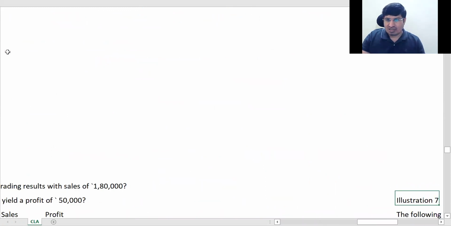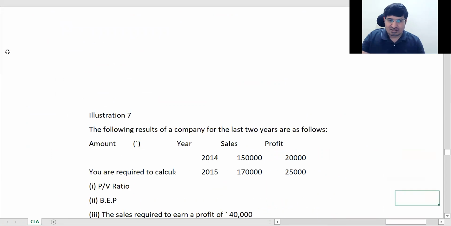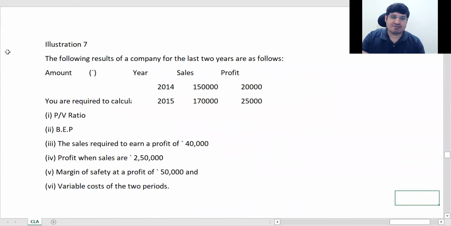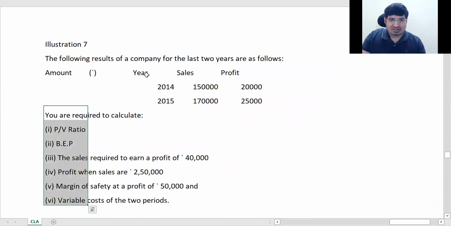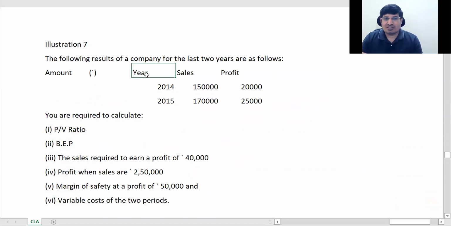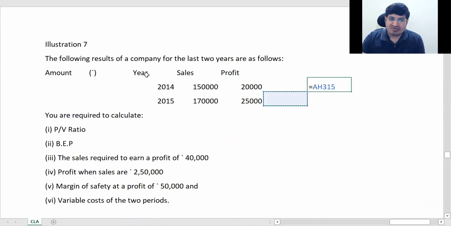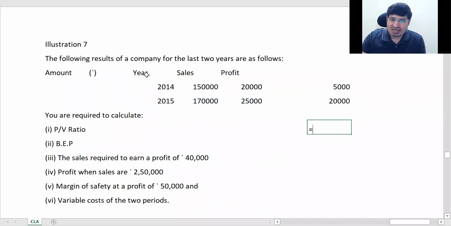Okay. So we were in illustration 7. Okay, this was your illustration 7, and they have asked us to calculate all these things. Now I'm just calculating the difference in profit, which is 5,000. Okay, and difference in sales is how much? 20,000. So PV ratio, can I calculate directly? Okay, it's 25%. Any doubts you can ask me.